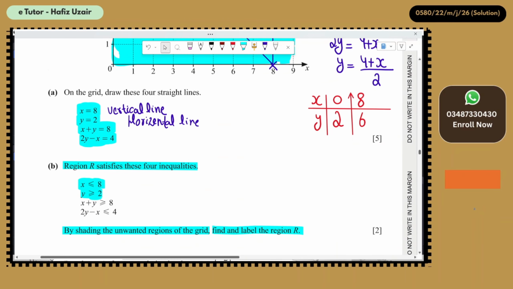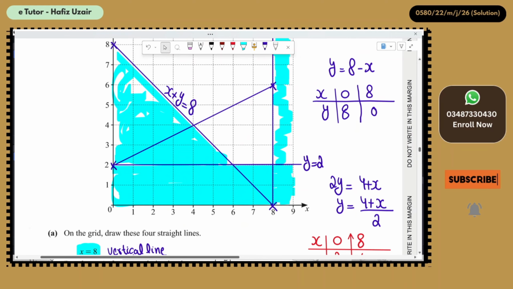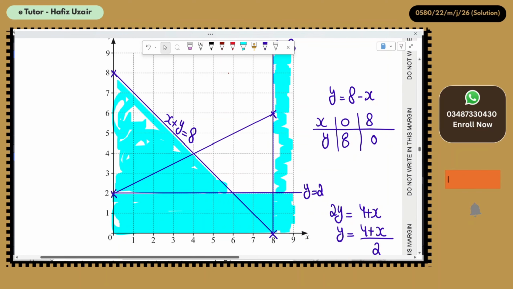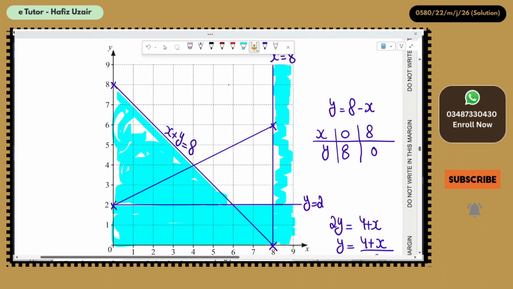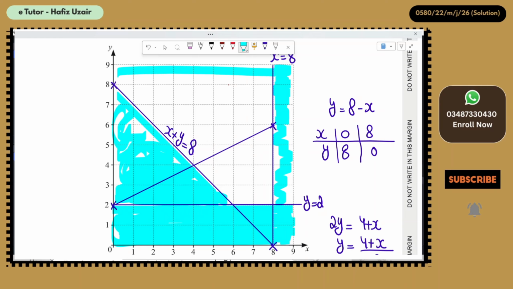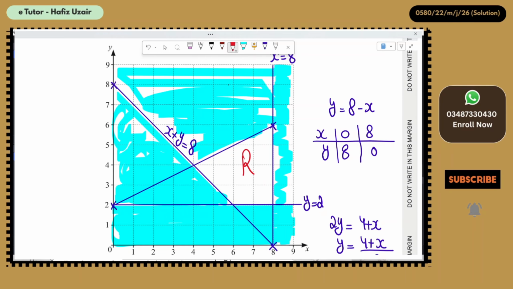Okay, so now lastly we have 2y minus x less than or equal to 4. So now actually this is the line 2y minus x, that is less than or equal to 4. So that means we need the region below the line, and the region above this line is unwanted, and this part is already shaded, so let's shade this part. And now this is the required region and we need to label it with R.